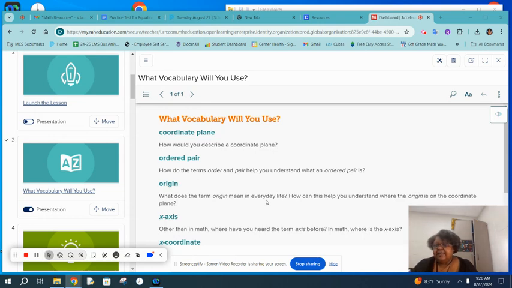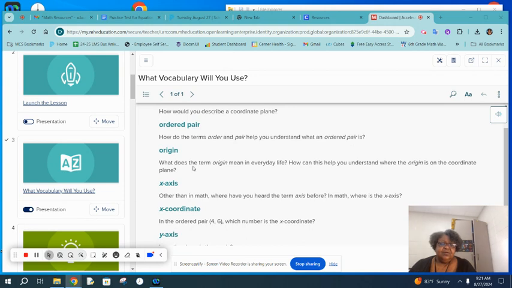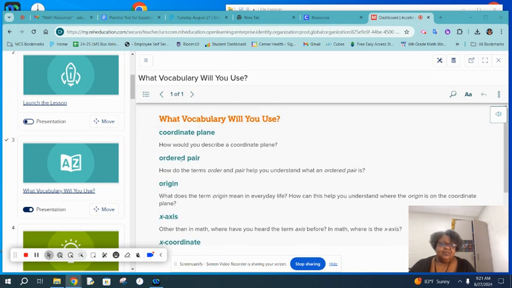Our I can statement, our learning target, is I can represent a collection of equivalent ratios as ordered pairs and graph the ratio relationships on the coordinate plane. Here's the vocabulary that we're going to learn. The origin, well, let's go here. The coordinate plane is your x and y axis.